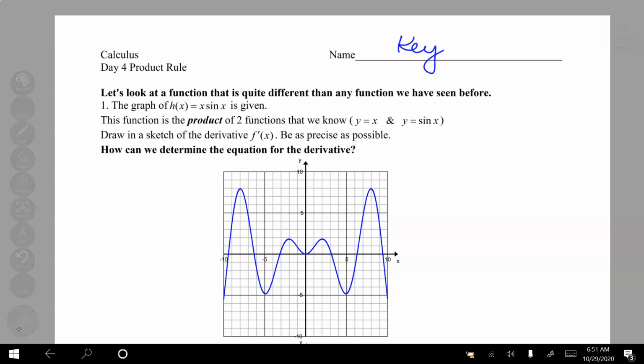The last couple of days we've been doing chain rule. That's when we have a function inside of a function, or multiple links in a chain, a function inside of a function inside of a function, and so on and so on. Product rule is when two functions are multiplying each other.